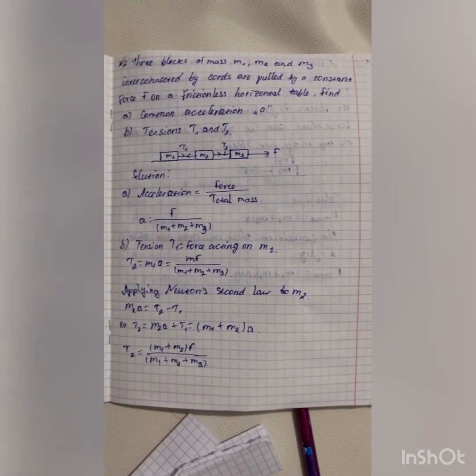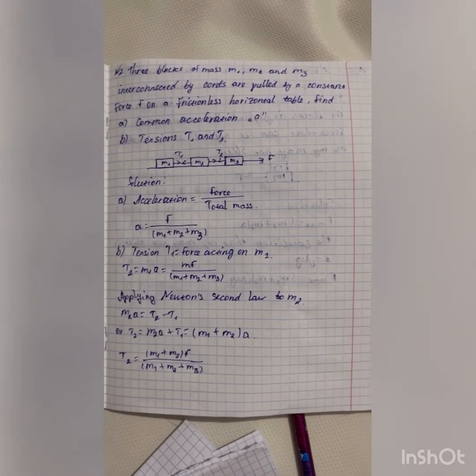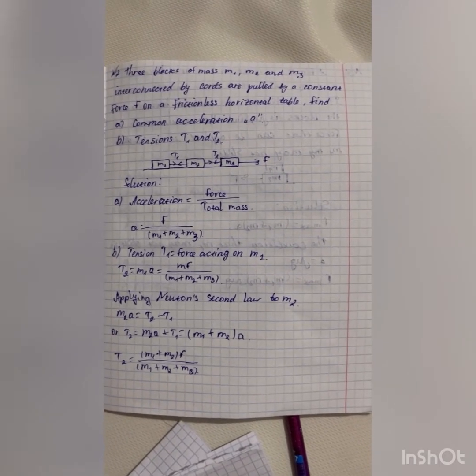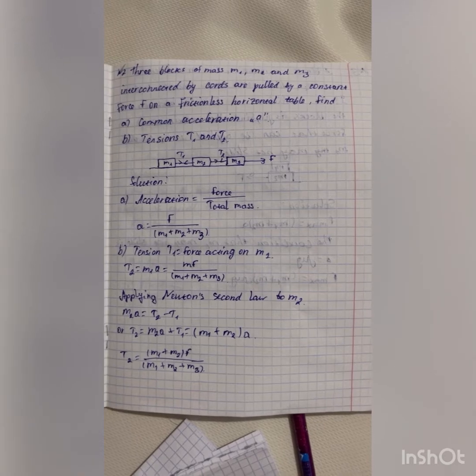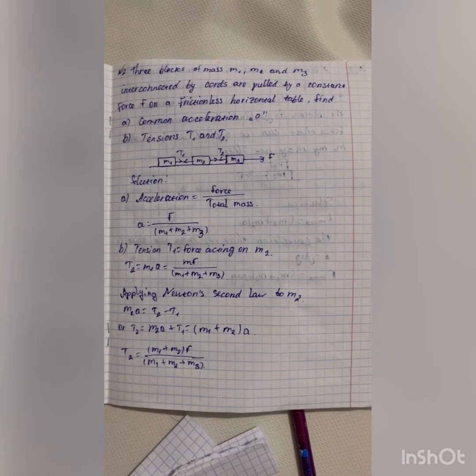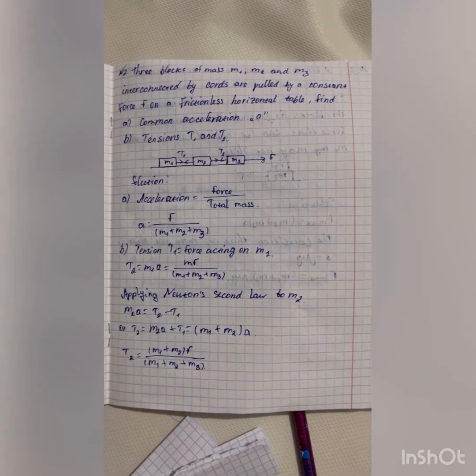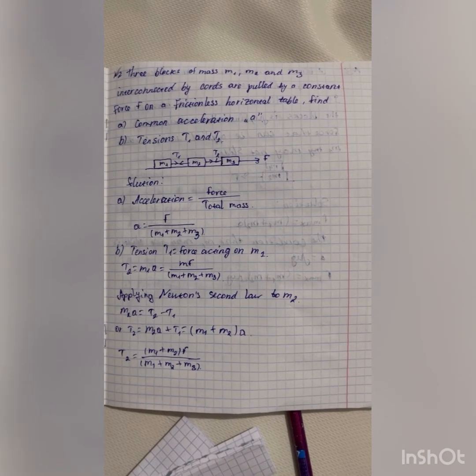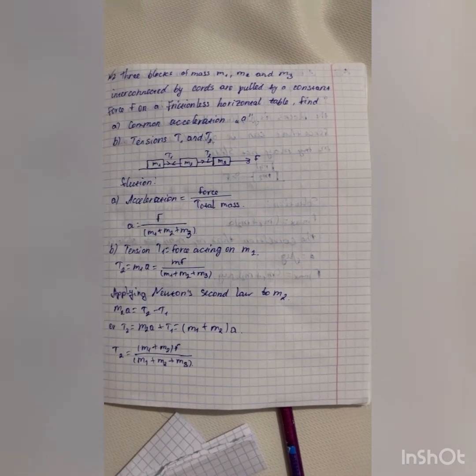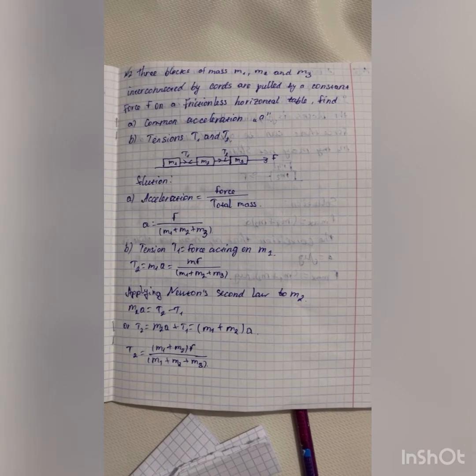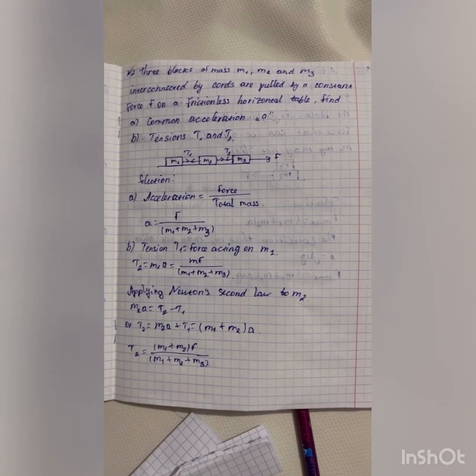And the problems. Three blocks of masses m1, m2, and m3 connected by cords are pulled by a constant force F on a frictionless horizontal table. Find (a) the common acceleration A and (b) the tensions T1 and T2.